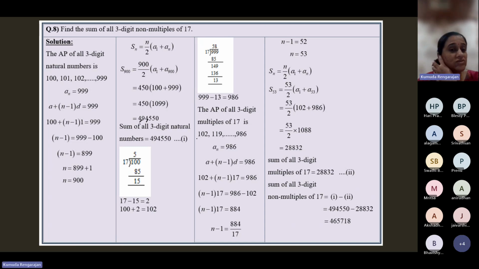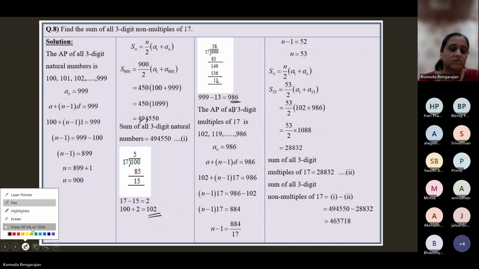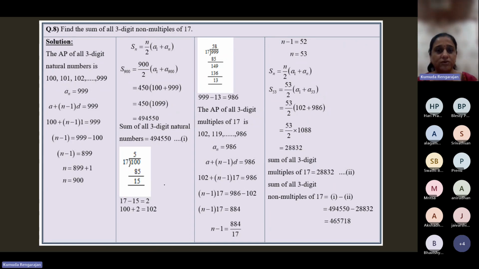Next, we need to generate the arithmetic progression of all 3-digit multiples of 17. For that, you need to perform the division. You can see here, I performed the division of 100 by 17. 102 is the first number. Then again divide 999 by 17. 999 minus 13, the remainder is 13, gives 986, which is the last or the greatest 3-digit multiple of 17. I'm not talking much about the division because you already know it. We've already discussed them. So we've generated the AP here.